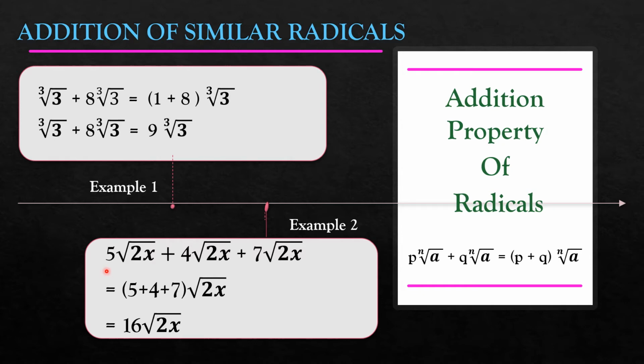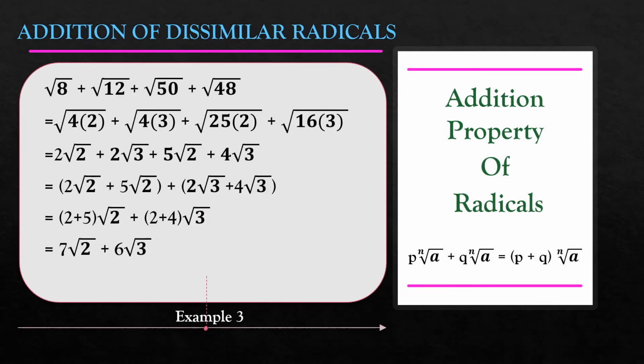So, ang gagawin lang, i-add lang po ang mga coefficients. So, 5 plus 4 plus 7. Ito po siya, kaya meron tayong ganyan. So, 5 plus 4 is 9, plus 7 is 16. And then, copy the common radical, which is square root of 2x. So, the sum of 5 square root of 2x plus 4 square root of 2x plus 7 square root of 2x is 16 square root of 2x.